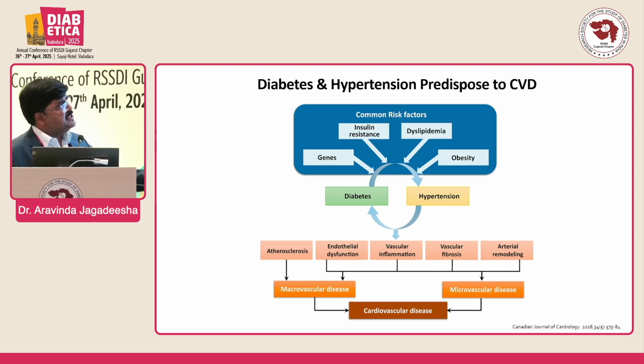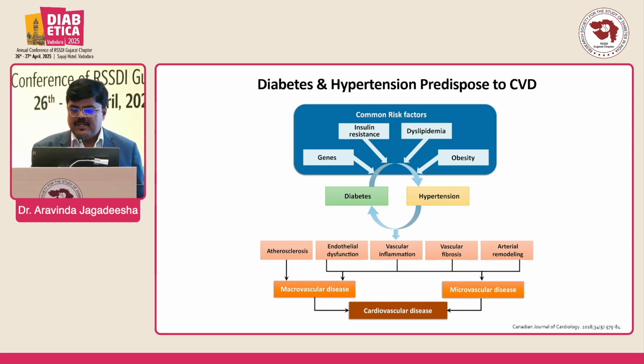So, diabetes and hypertension predisposes. The common risk factors are these four: insulin resistance, dyslipidemia, genes and obesity, diabetes and hypertension. You can see a circle here leading to atherosclerosis, endothelial dysfunction, vascular inflammation, fibrosis, arterial remodeling, leading to microvascular and macrovascular disease, ultimately leading to cardiovascular disease.